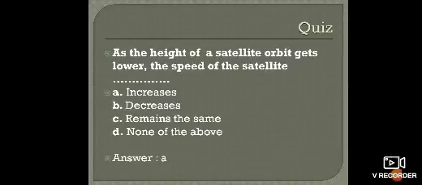So as the height of the satellite gets lower, that is a decreasing level, the speed of the satellite is going to increase, not decrease, not remain the same, and not none of the above. This is the correct answer to this question.